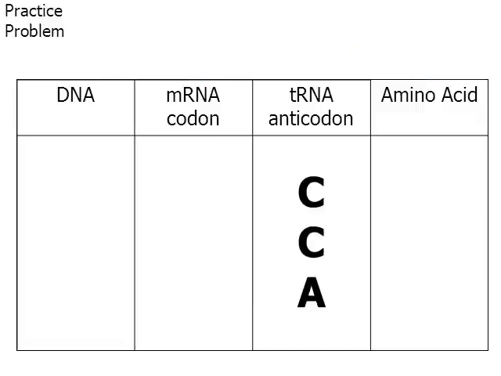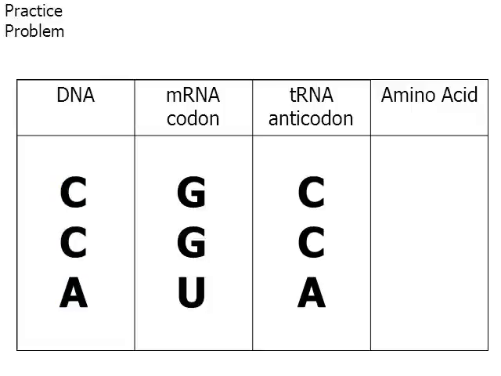Here's one more. In this other practice problem here, pause the video, try to figure out the three boxes. I'm going to go over the answer in 3, 2, 1. So if I have you start with the tRNA anticodon, you have to figure out what messenger RNA codon would have coded for this. I hope you would come up with the letters GGU. And then you have to go backwards to the DNA. What DNA letters would have given rise to GGU? And that would be CCA.